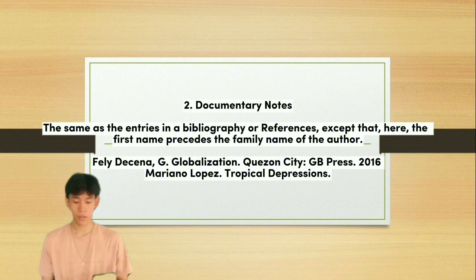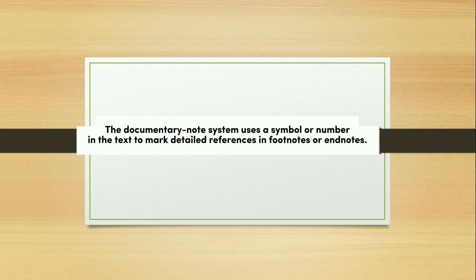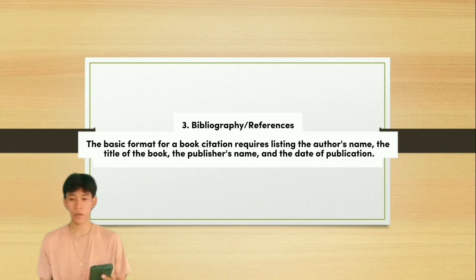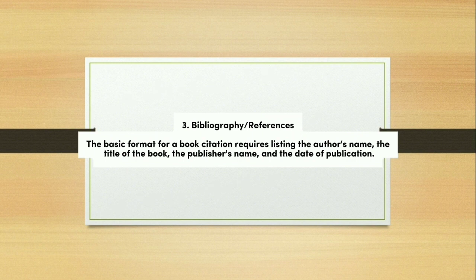Second is documentary notes. The documentary note system uses a symbol or number in the text to mark detailed reference in footnotes or endnotes. Third is the bibliography or reference. For the bibliography in MLA style, the basic format for a book citation requires listing the author's name, the title of the book, the publisher's name, and the date of publication.